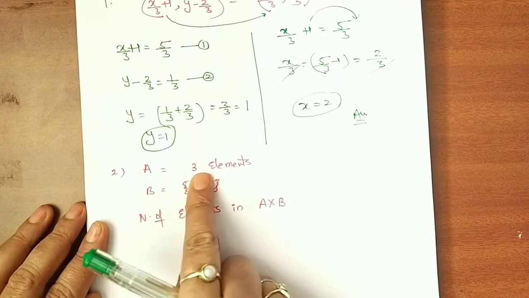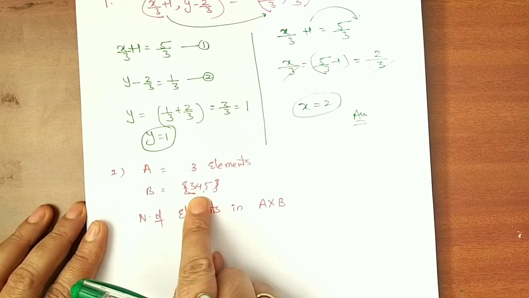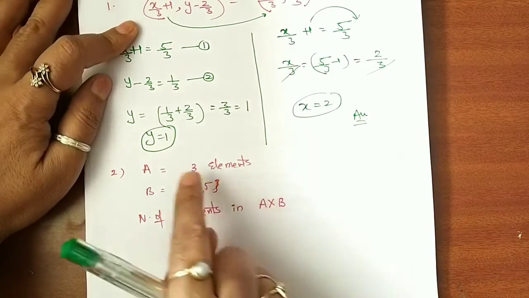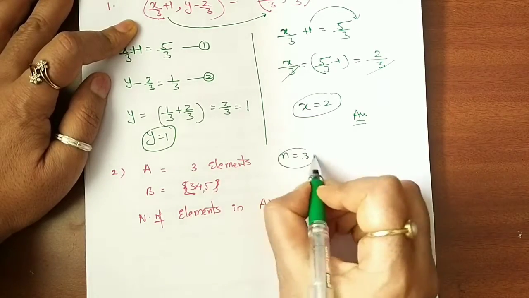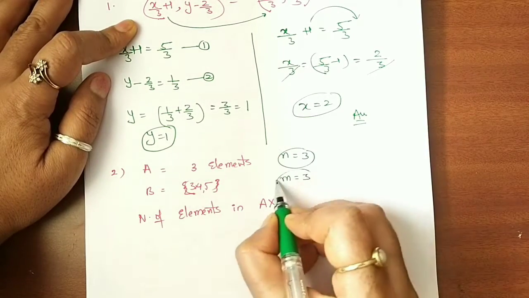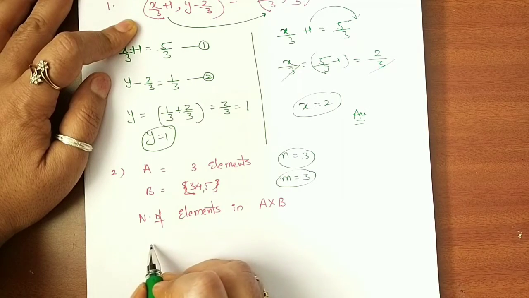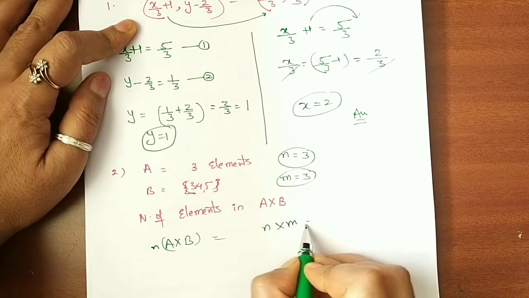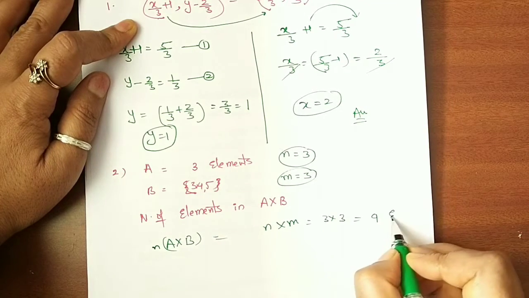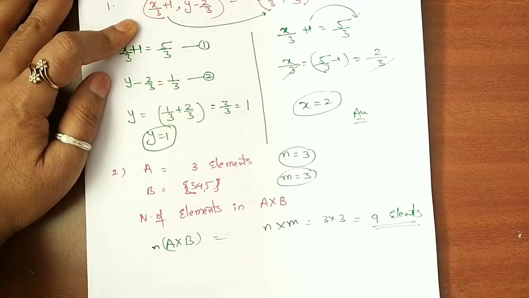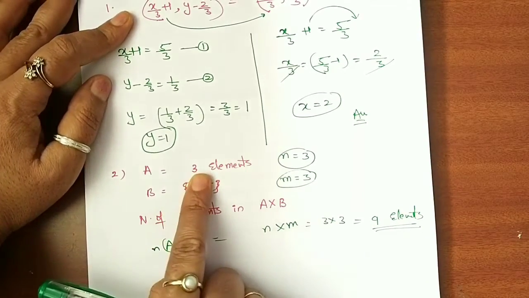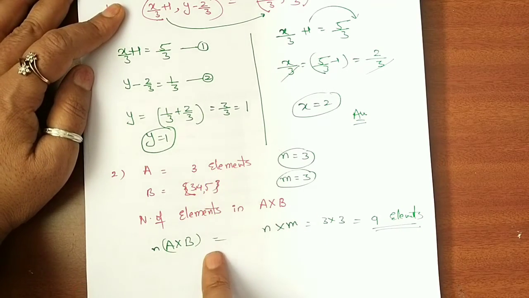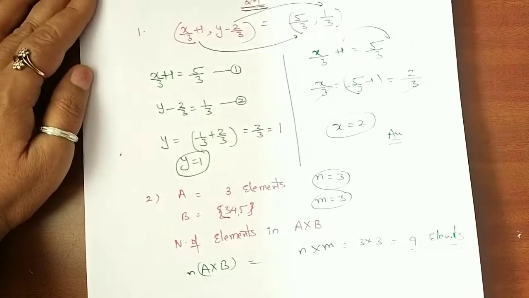Now example 2, it's very easy. They are saying A has 3 elements and B also has 3 elements. Find out the number of elements in the Cartesian product A cross B. So I told you n is 3 here, the number of elements in the first, and m is also 3. So the number of elements in A cross B is always n times m, which is 3 times 3, which is 9 elements. Though the number of elements is given, what the elements are is not given, which is not required because we have to find only the number of elements.